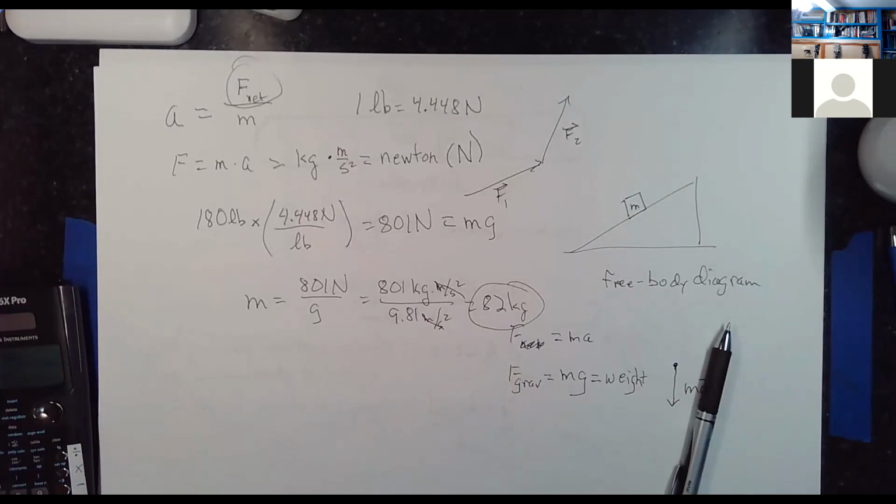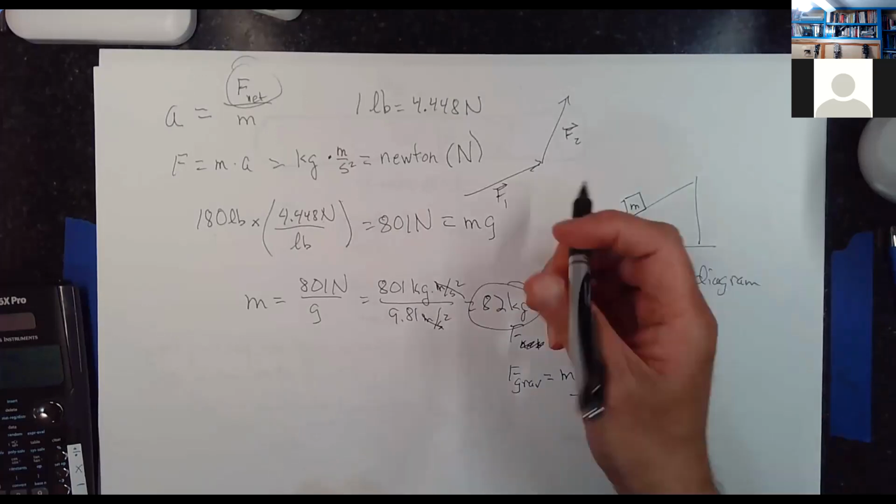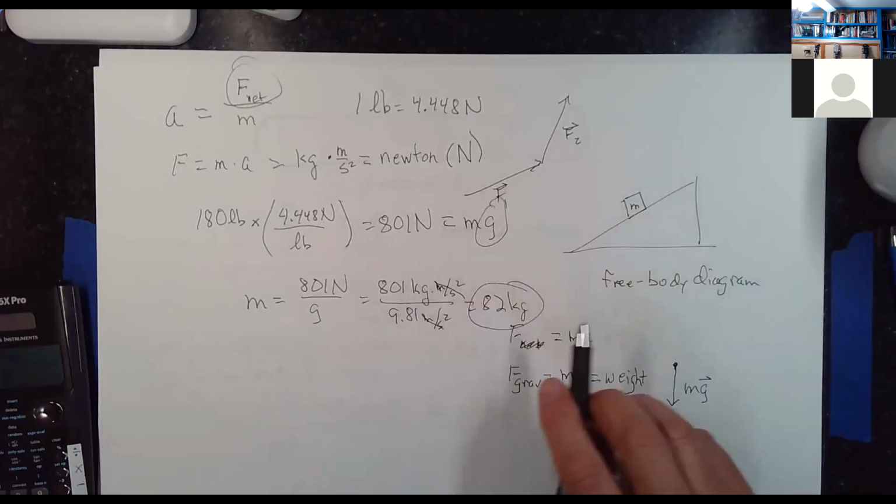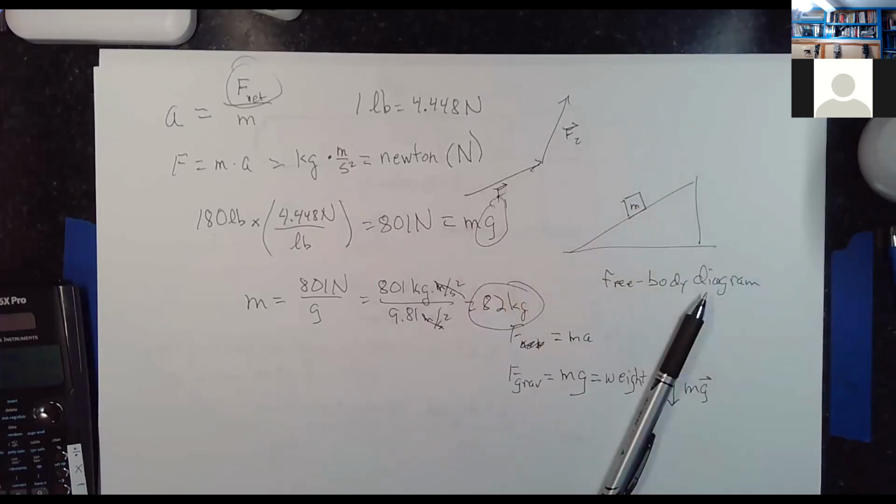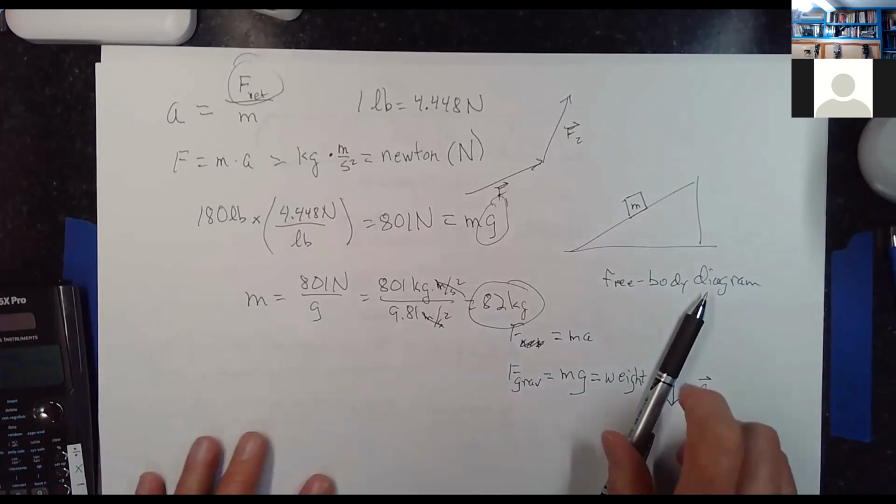Anyway, your mass doesn't change as you go from place to place, but your weight will, because the acceleration due to gravity is different in different places. I think we did a problem on the moon where we had acceleration due to gravity of 1.61 meters per second squared. We could figure out what the weight of this person would be on the moon.